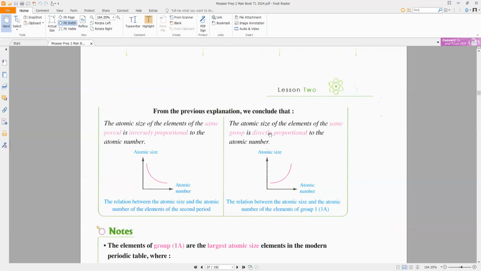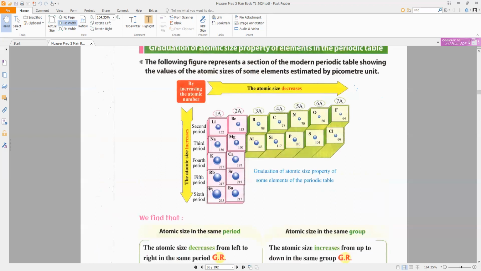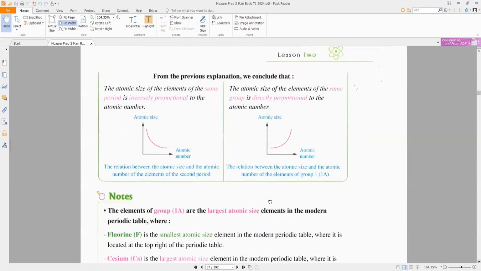But how about the atomic number and atomic size in a group? In a group, we see that the atomic number increases and also the atomic size increases. So the two factors change the same way, so it's called directly proportional. Between the size and the atomic number in a group, they are directly proportional, and we draw it like this graph, as the graph is upward.